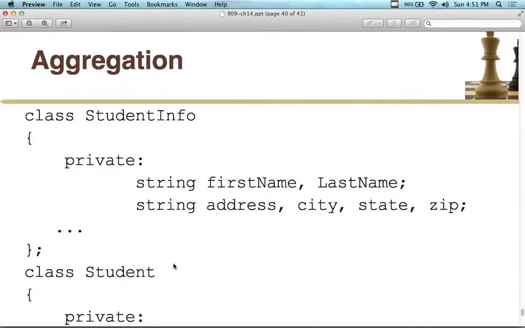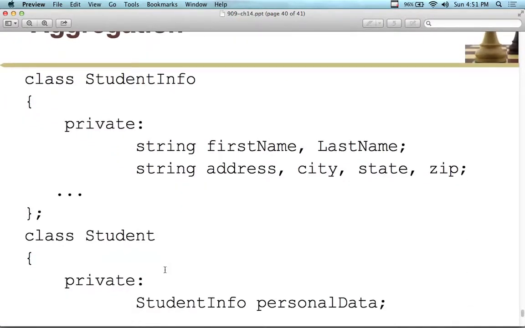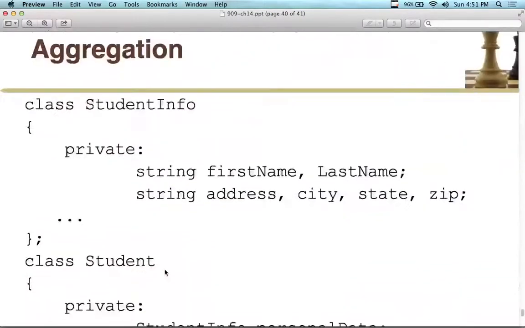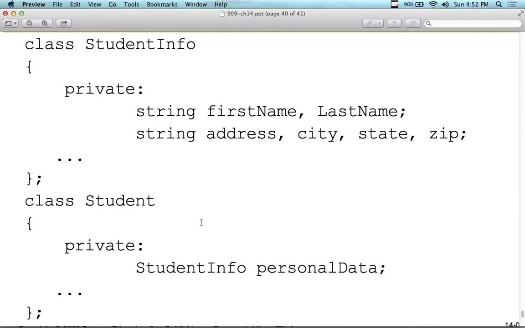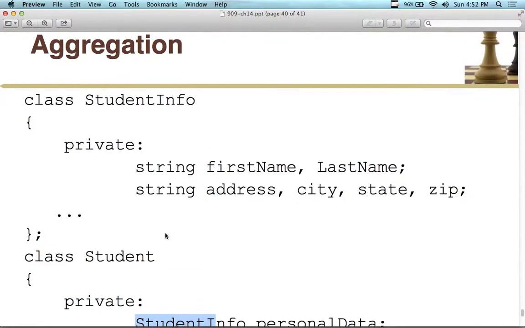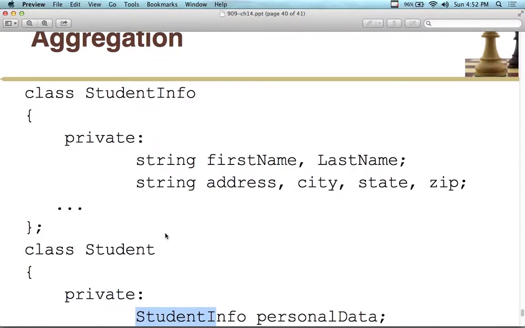Here's a concept here where we have student info and class student that has student info inside of it. That's an aggregation, because we're using this class inside of this class. So some people actually, in other languages, call them nested classes. You nest a class inside of a class. The scope of the class is only visible inside of that class unless you define it outside of the class.